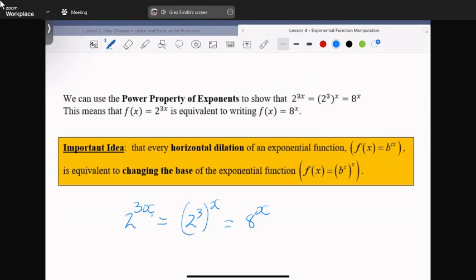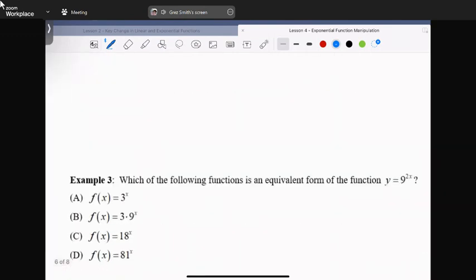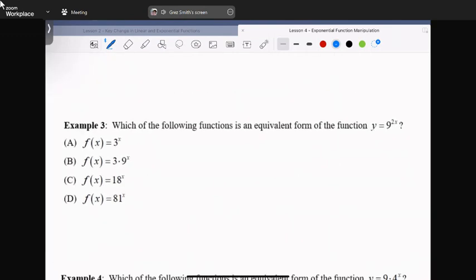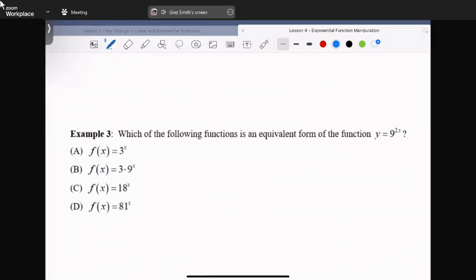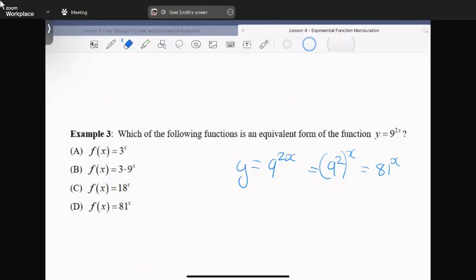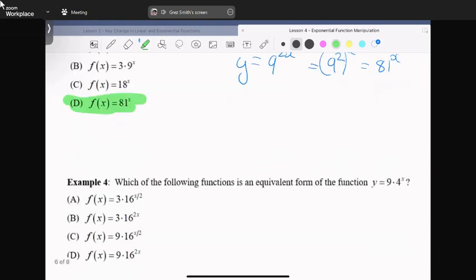Let's have a go at some examples like this one. So which of the following functions is equivalent to y equals 9 to the 2x? Well, let's take y equals 9 to the 2x and rewrite it using the power property, which is 81 to the x. So any of them match that? D. Have a go at this one for yourself.